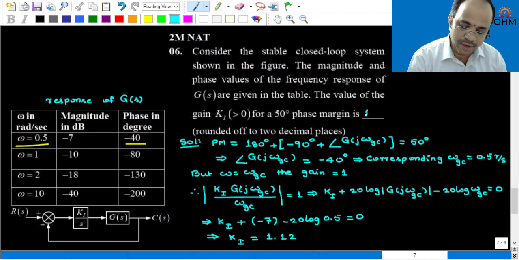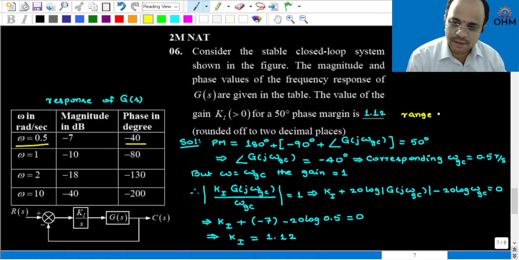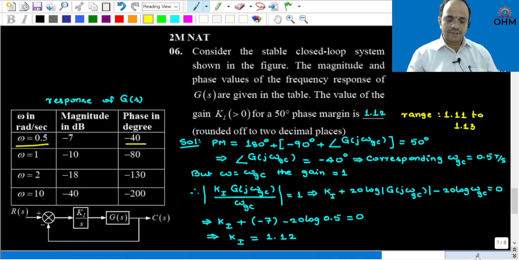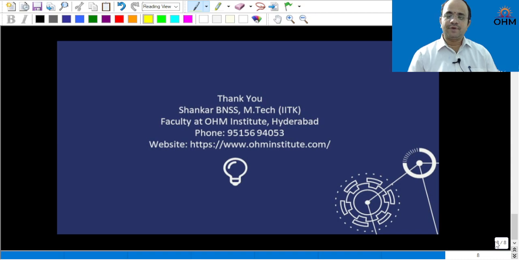The answer is 1.12, but in the accepted range, any number you enter between 1.11 to 1.13 can be considered as the correct answer for this question. So these are the questions from the control systems subject in the GATE 2024 electrical paper. So with this, I will conclude this video.